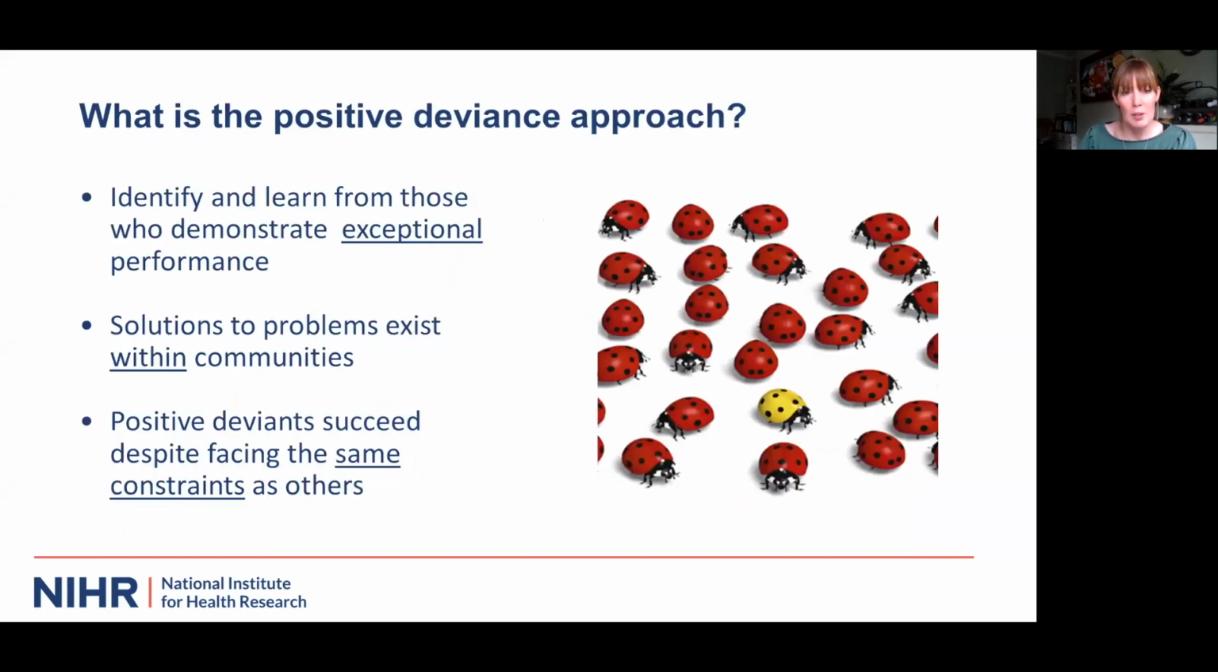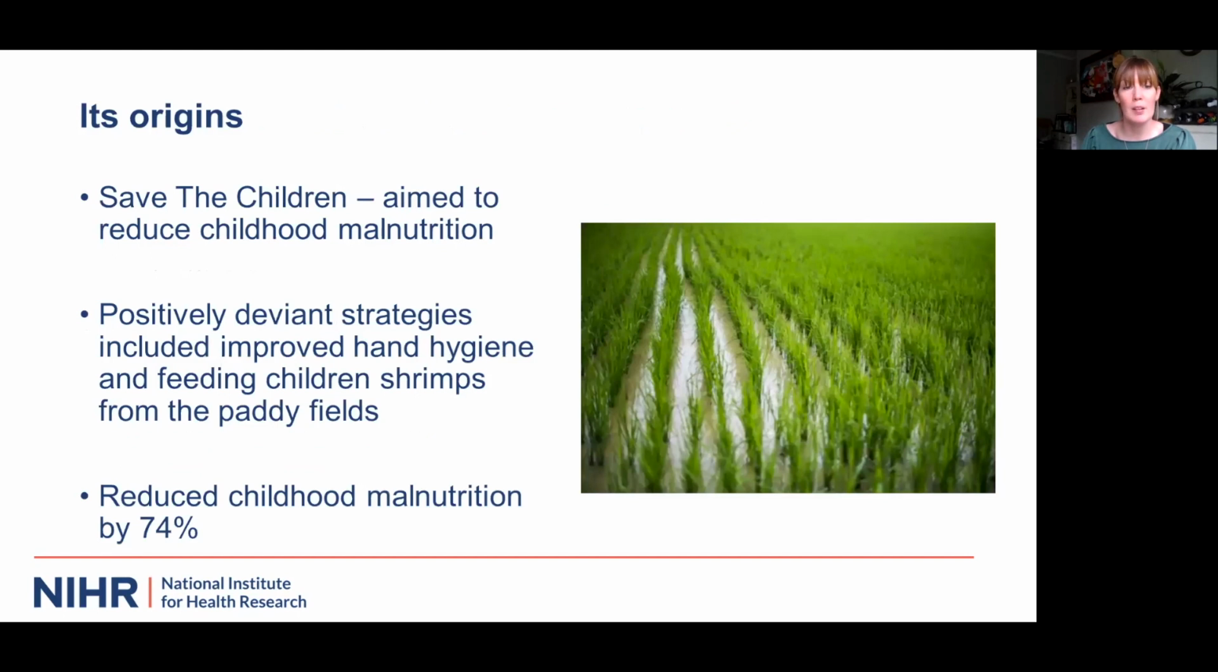The Positive Deviance approach seeks to identify and learn from those who demonstrate exceptional performance on an outcome of interest. It assumes that solutions to problems already exist within communities, so members of a community have the tacit knowledge and wisdom needed that allows them to succeed. Solutions are therefore generated from the bottom up rather than being imposed from the top down. The approach also assumes that positive deviants succeed despite facing similar constraints as others. So, for example, it's not just the well-resourced, well-funded teams that look after less complex patients.